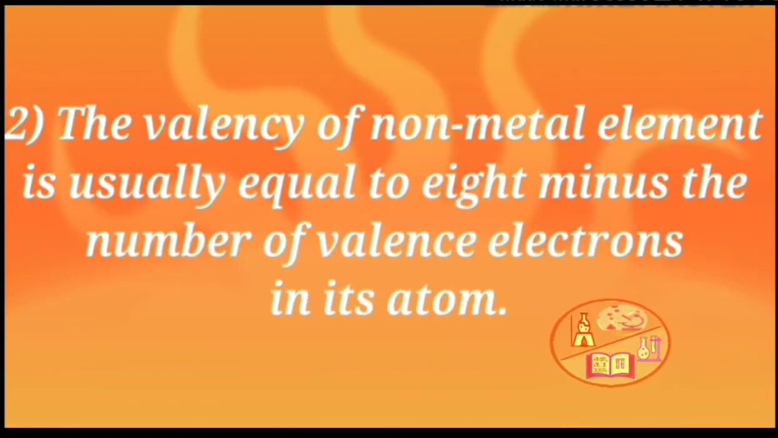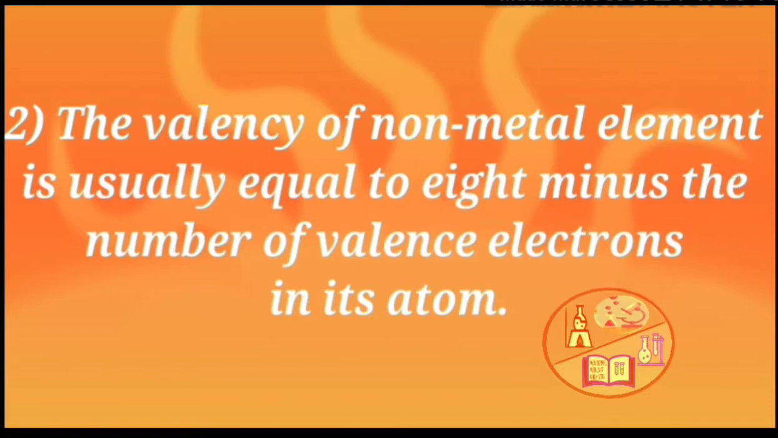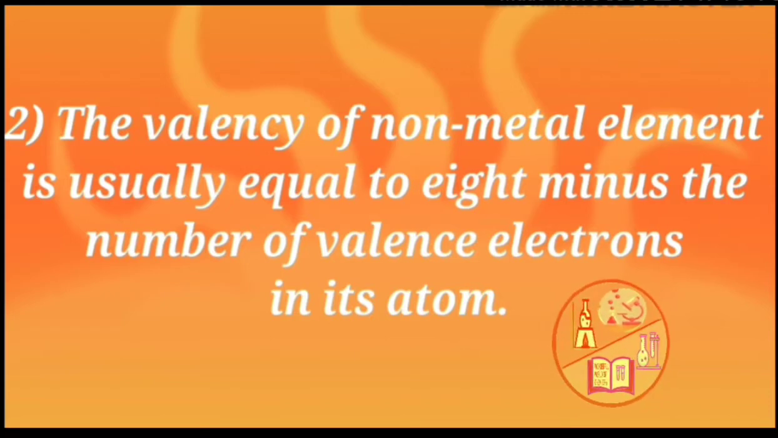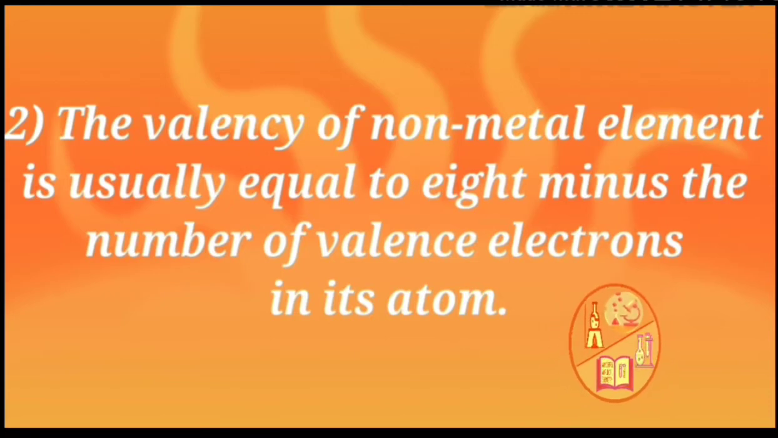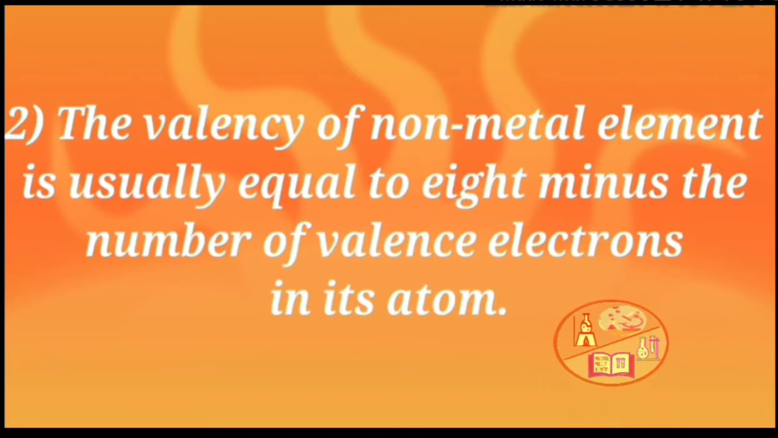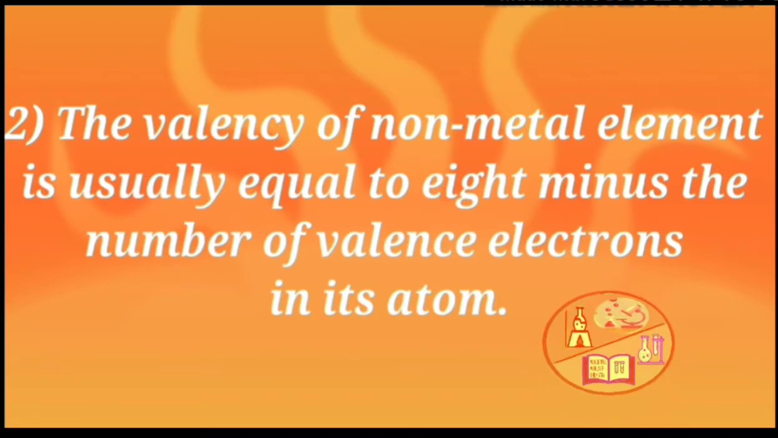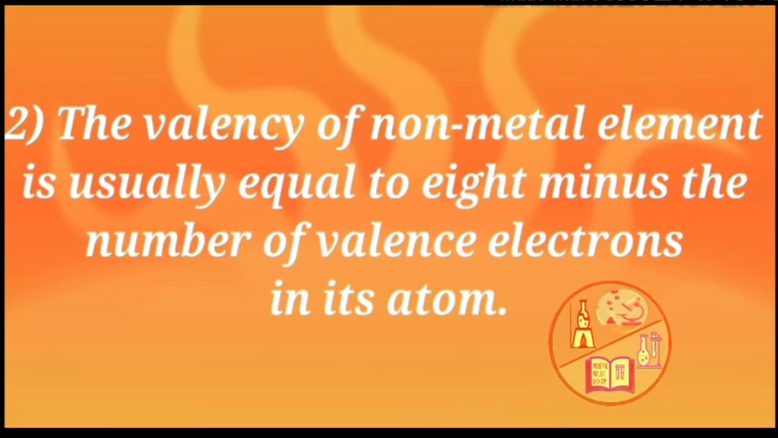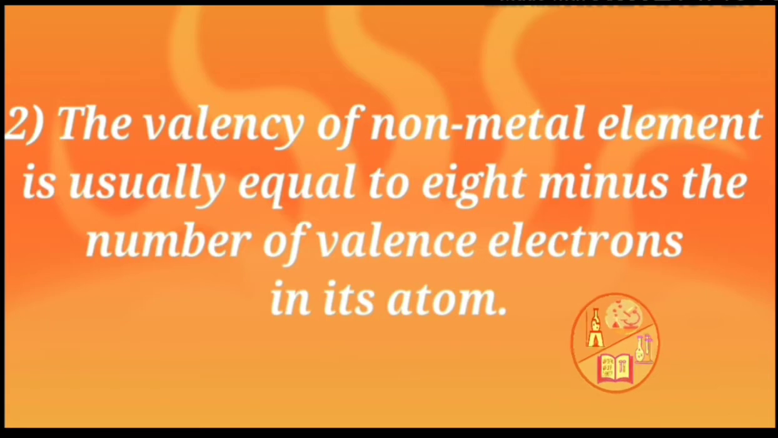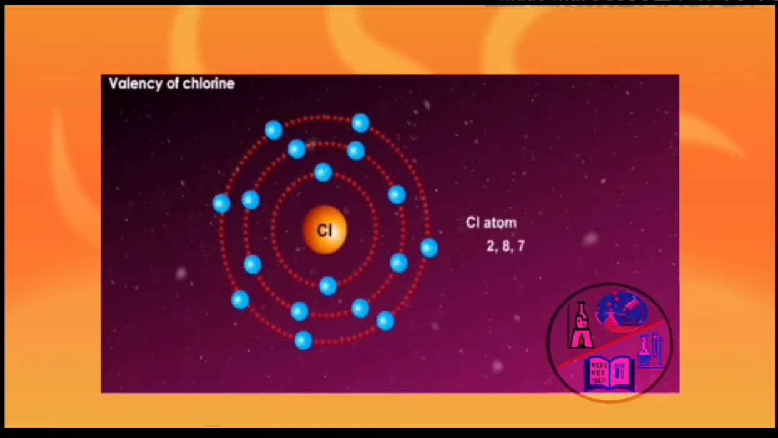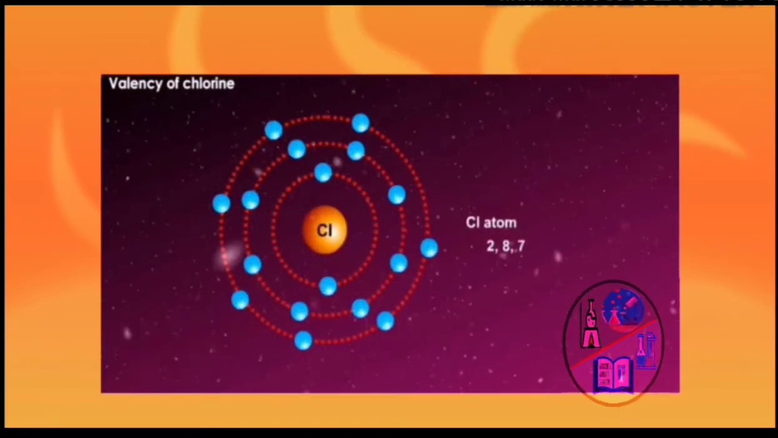But in case of nonmetals, the valence shell contains 5, 6 or 7 electrons. Hence, they accept 3, 2 or 1 electron to complete the octet. So, the valency of a nonmetal element is usually equal to 8 minus the number of valence electrons in its atom. For example, valency of chlorine.